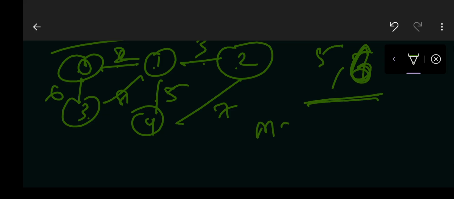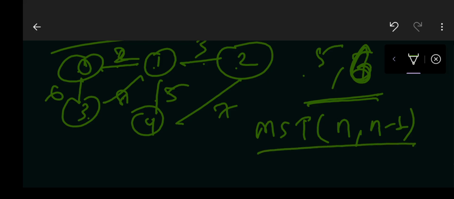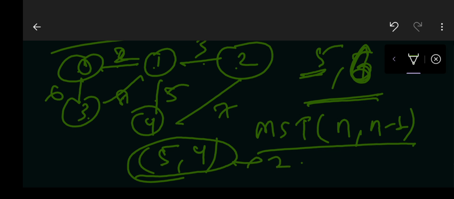So MST means if the number of vertices is n, then the number of edges should be n minus 1. This is as simple as it gets. So here are 6 edges for 5 vertices, where we need to make it 4 edges in 5 vertices. So we have to remove 2 edges. Okay. So there is a rule when you have to remove edges.